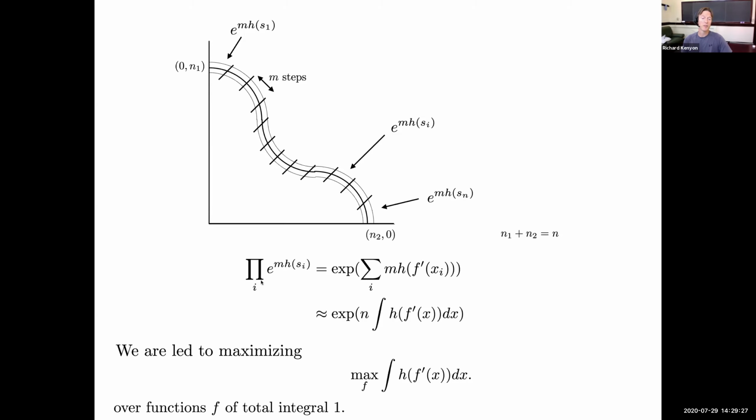But then the calculation becomes easy because you have a bunch of pieces, like n over m pieces, and on each piece you have a good estimate for the number, and therefore you just have to take the product of these, which becomes the exponent of the sum of m times those growth rates h of s_i, and of course the s_i are just the derivatives of your function f, those slopes.